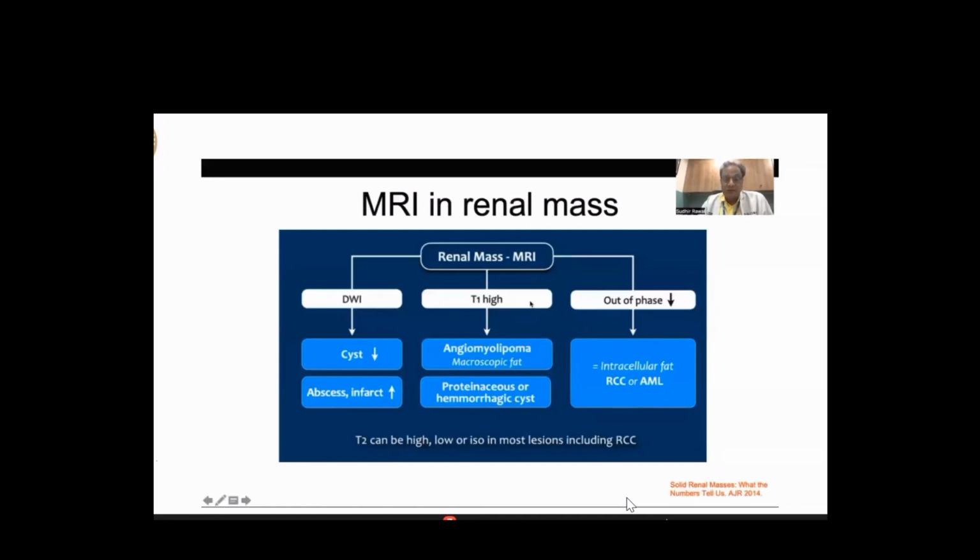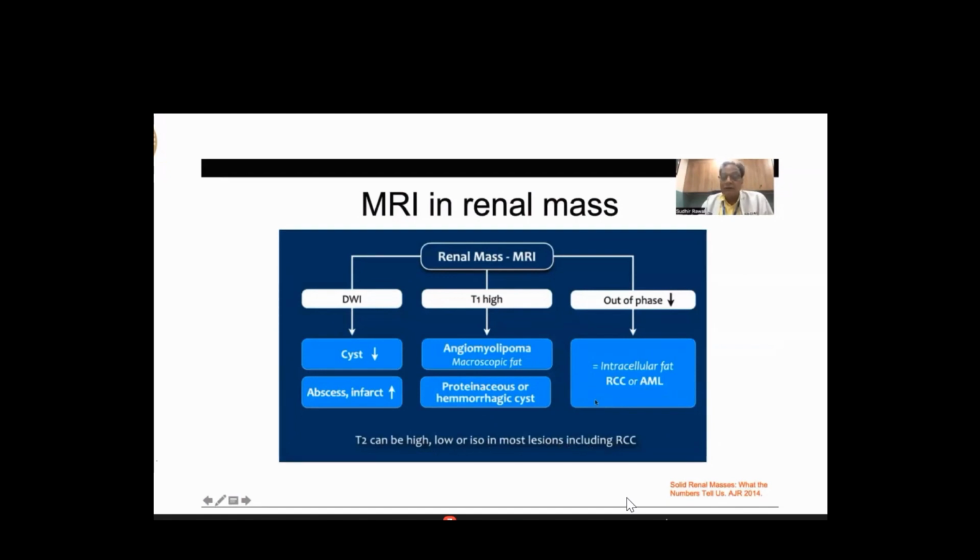MRI has a role in renal masses. One can say it is as good as CT scan, but it is not used unless there is a contraindication to doing the CT scan. Diffusion weighted, T1 high, and out of phase are used, and they can detect even a cyst or abscess, angiomyolipoma, macroscopic fat, proteinaceous or hemorrhagic cyst. T2 can be high, low or iso in a lesion, including RCC.